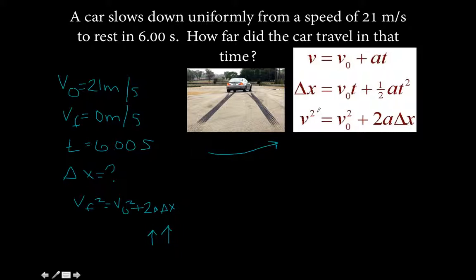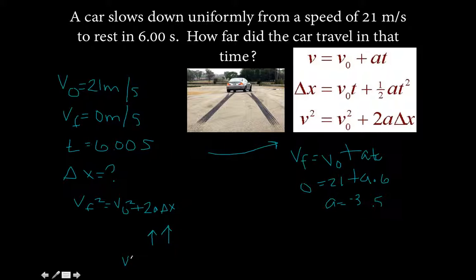So we are going to look at the first equation because we know our velocity final, velocity original, and our time, and we're solving for acceleration. So velocity final equals velocity original plus acceleration times time. So velocity final 0 equals 21 plus acceleration times 6 seconds. Solving for a, we get negative 3.5, which is okay because we're slowing down. And we want to make sure we keep the negative over here.